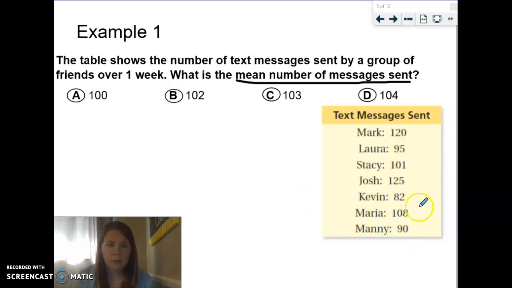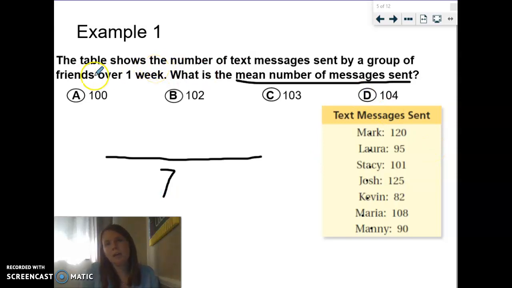They all have a certain amount that they had sent messages for, or how many messages they sent. I'm going to add all these up, okay? So I'm going to add 120 plus 95 plus 110, and so on. Now, I also need to know how many students there were because when I set this up, I'm going to divide it by how many people there are. So it looks to be 1, 2, 3, 4, 5, 6, 7. So there are 7 people, so that's why I'm dividing by the amount of 7.